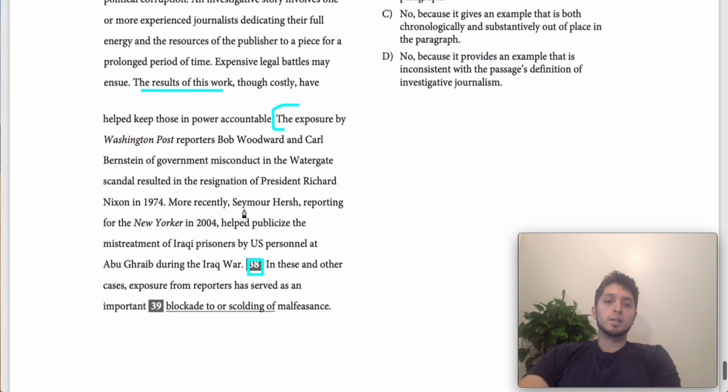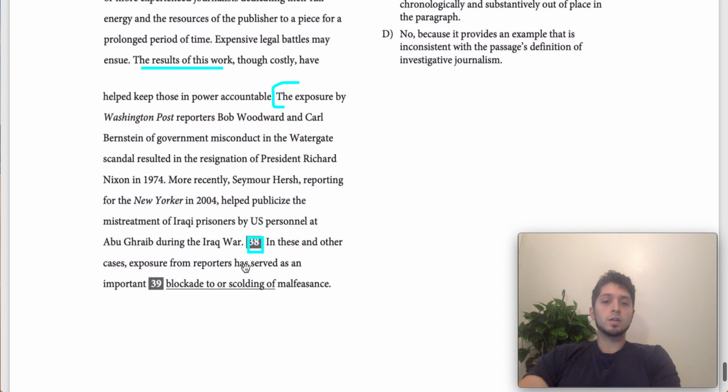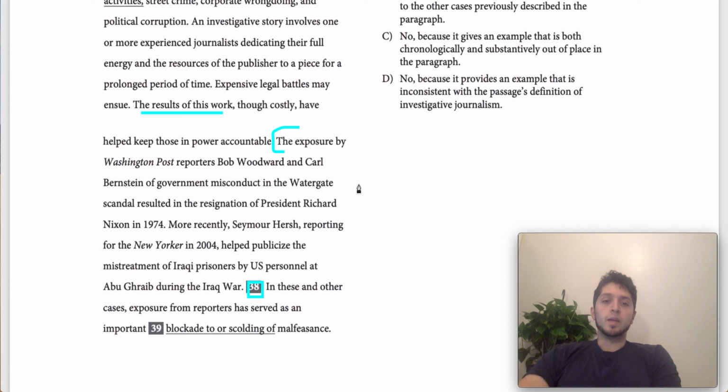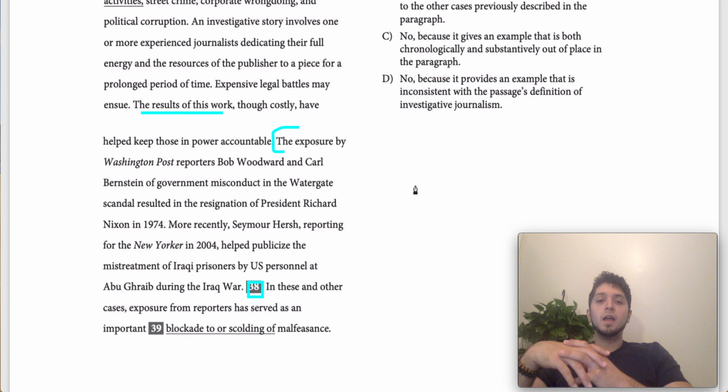Then they talk about here Seymour Hersh reporting for the New Yorker helped to publicize the mistreatment of Iraqi prisoners. Then they want to add the third one here, about how in 1954, Edward Murrow did this other thing which ended the witch hunts. So when I first read this, it seems to be on topic because each of these examples is used to talk about the fact that investigative journalism, even though it's expensive, even though it's costly, is still pretty important overall.